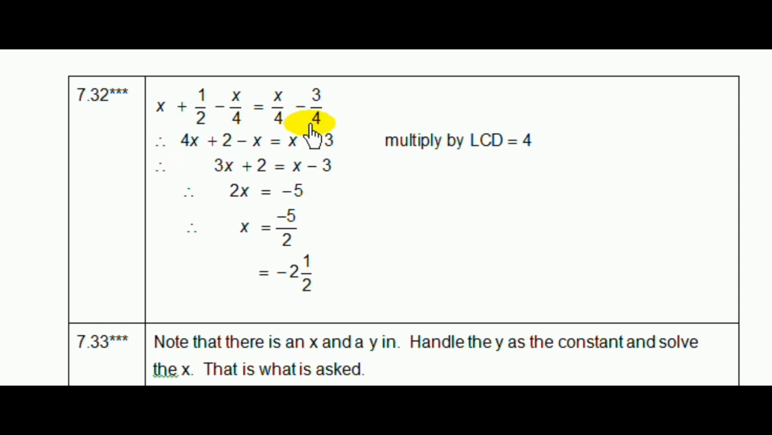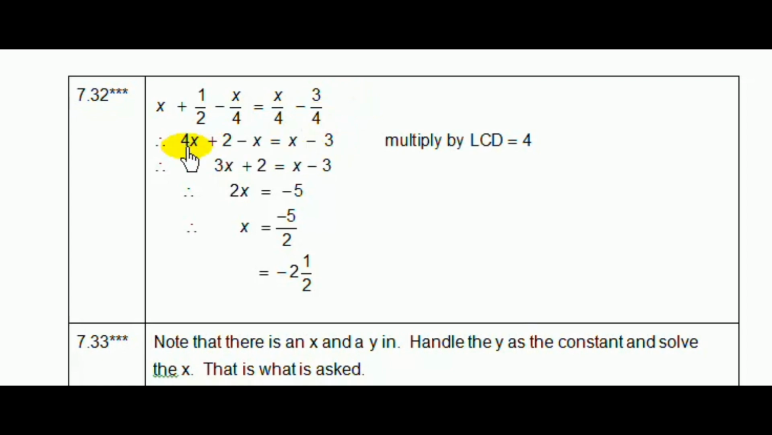Now there's 5 of them and the LCD is 4. So multiply each of those 5 with 4. That one multiplied by 4 is 4x. A half times 4 is 2. X over 4 times 4 over 1 will leave you with that minus x. The 4's cancel out and the x is left. That one as well multiplied by 4 over 1, the 4 cancels out and the minus 3 is left.